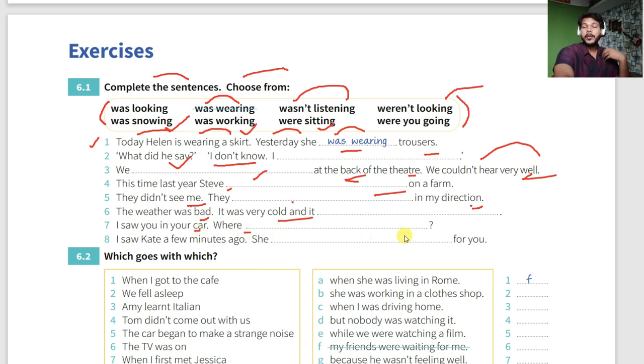Where were you going? Now I want to know about that action which was going on. You were sitting in the car and the car was going somewhere. So I want to know where it was going. You can put here: where were you going? I saw Kate a few minutes ago. She was looking for you. So this way, you can complete this.